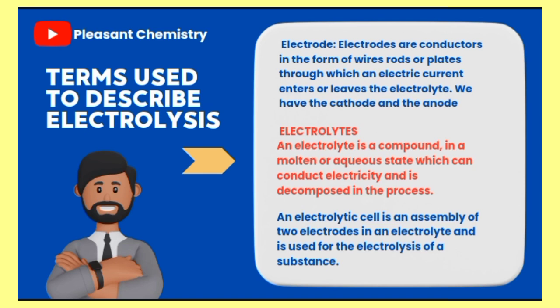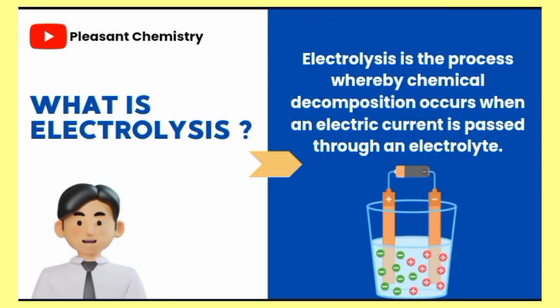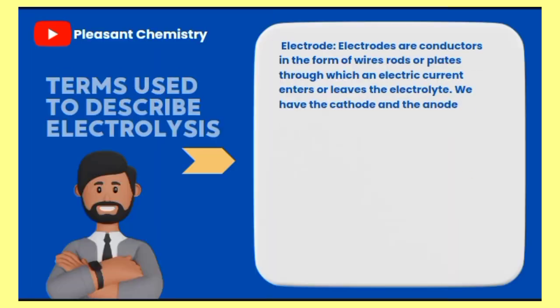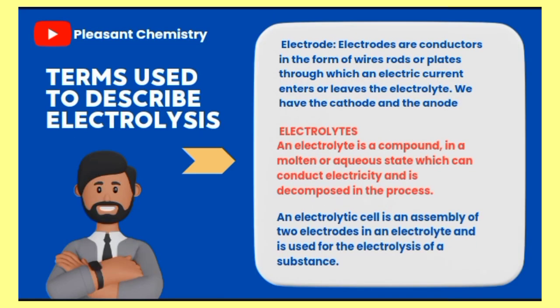Now, the electrolytic cell. Before I describe the electrolytic cell, you need to see this diagram again. This diagram that you are seeing here is a typical example of an electrolytic cell, because it's just the assembly of electrodes. Those two rods that enter into that thing that looks like a bucket are referred to as electrodes. So when we talk about the electrolytic cell, it is an assembly of electrodes in an electrolyte, and it is used for what? For electrolysis of a substance.